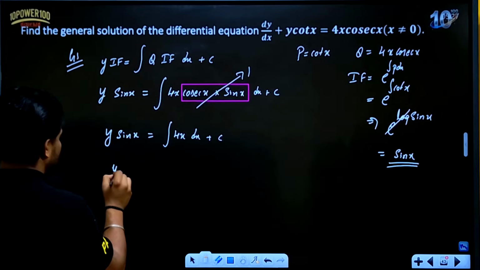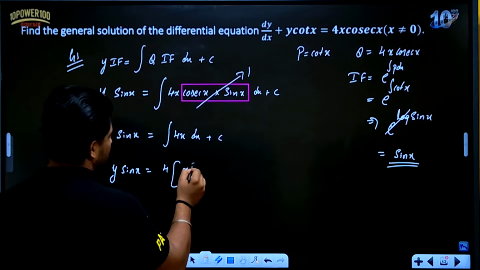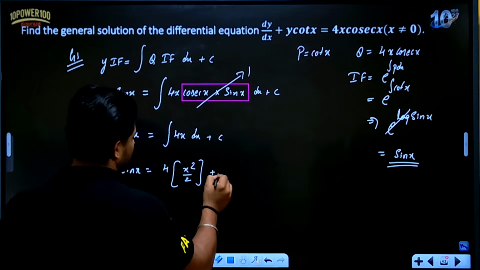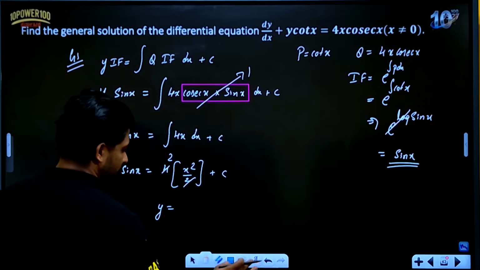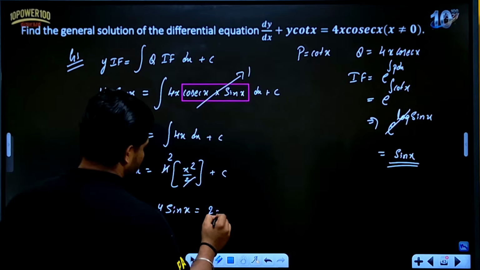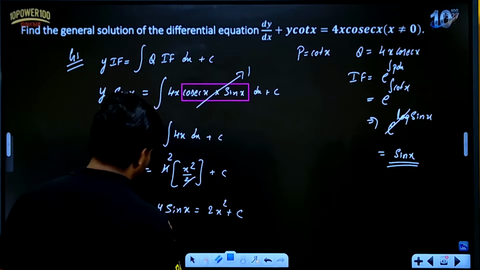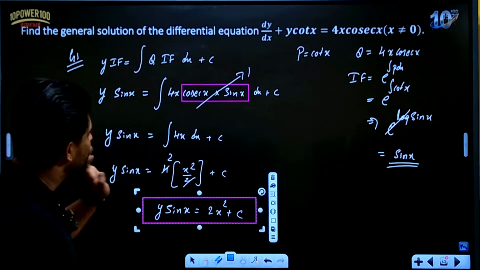Now integrate here. y sin x is equal to, integration of 4x is x square by 2 into 4, plus c. So the 2 ones are 2 twos. So the final answer is y sin x is equal to 2x square plus c. Or else you can transpose y to the other side, that is also fine, but just keep it as it is.